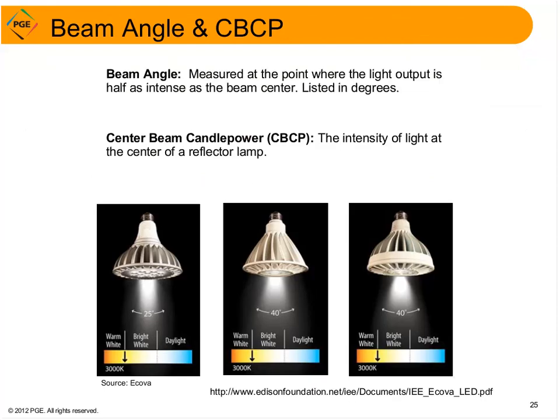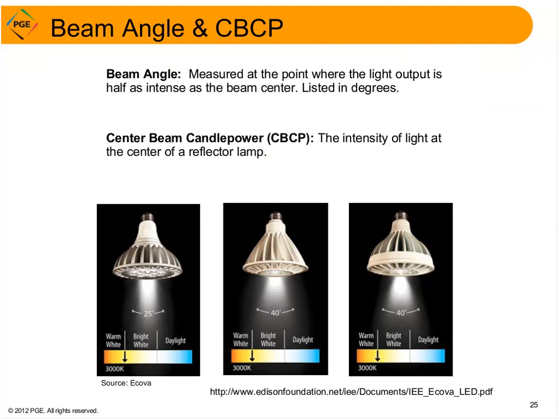A couple of terms that are important when choosing LED directional lamps, or any directional lamp. One is the beam angle, and the other is the center beam candle power. So it's best to get a few samples and try them out. The directional lamps generally have beam angles from 10 to 60 degrees. 25 and 40 degrees are two common LED choices.